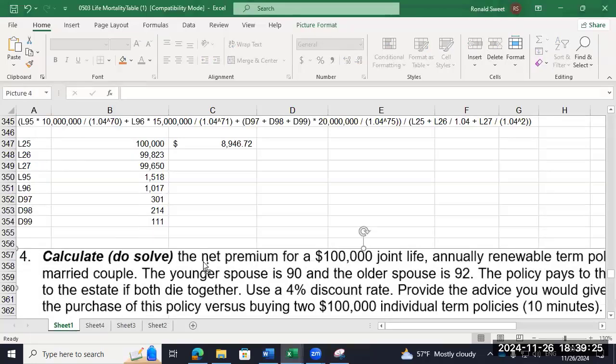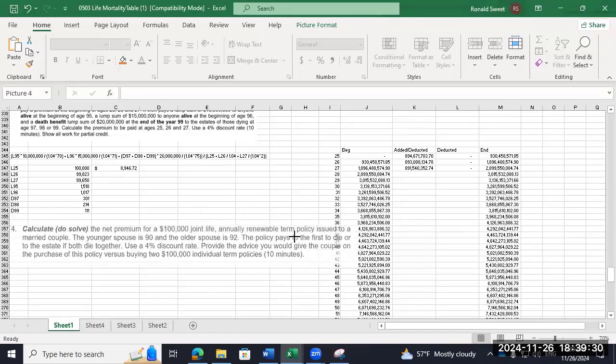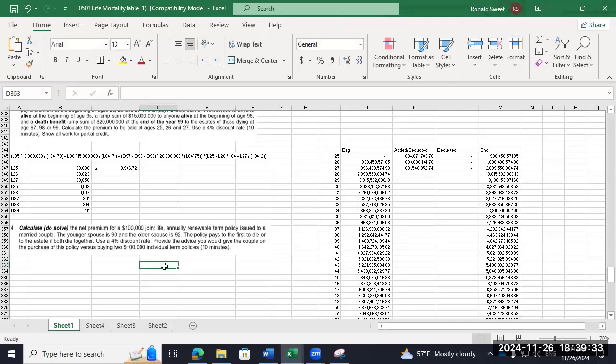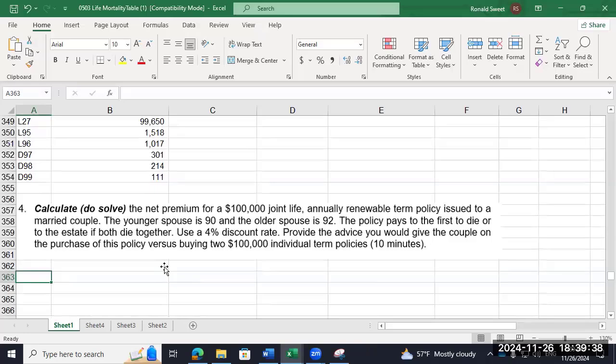This is the one where you need to figure out the probability that they both live, because it's going to pay out only when one or both die. So the probability that one or both of them die is 1 minus the probability they both live. One is age 90, one is age 92. Remember, when you figure out the probability of living, you take L91 over L90 times L93 over L92. You just go out 1 year, you get that probability. 1 minus that is when they're going to pay out the $100,000.